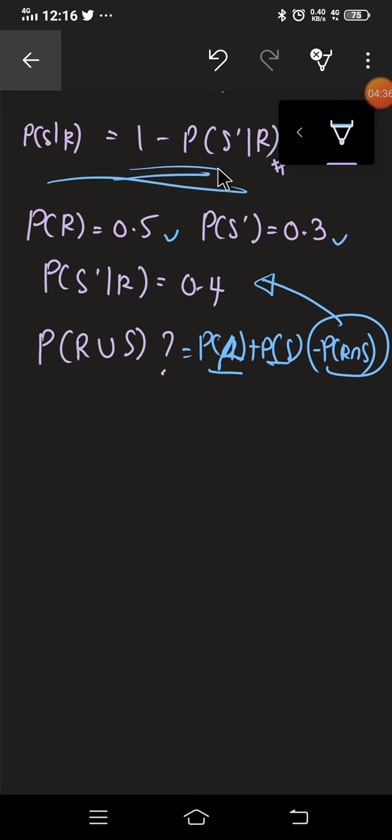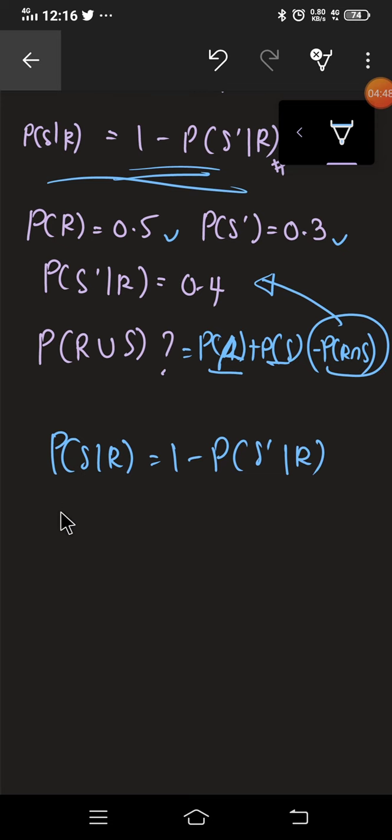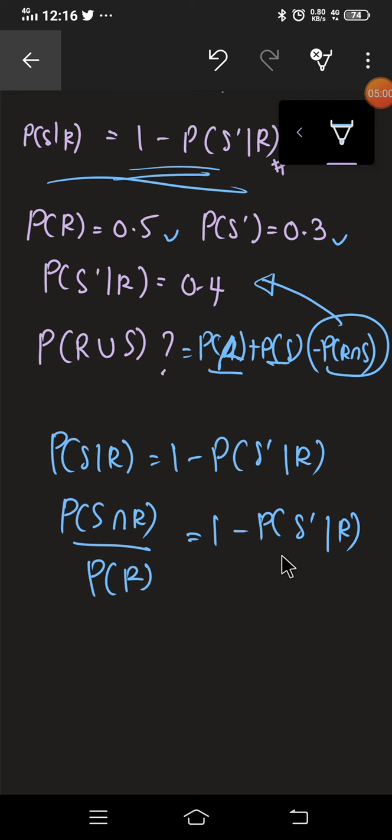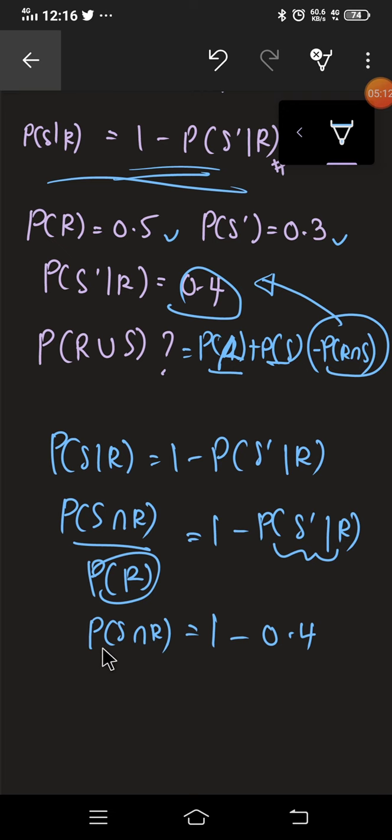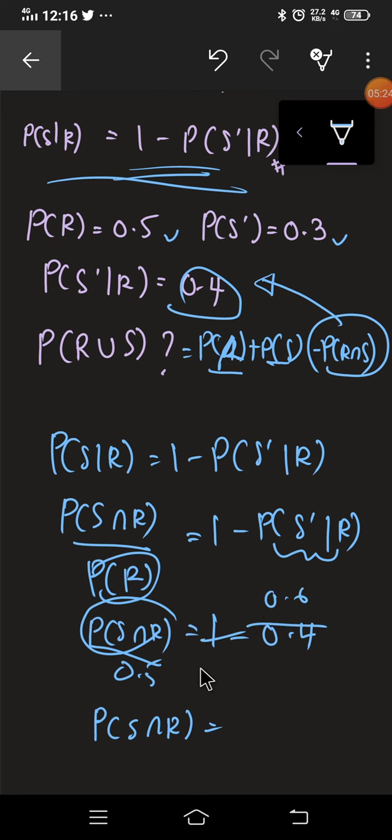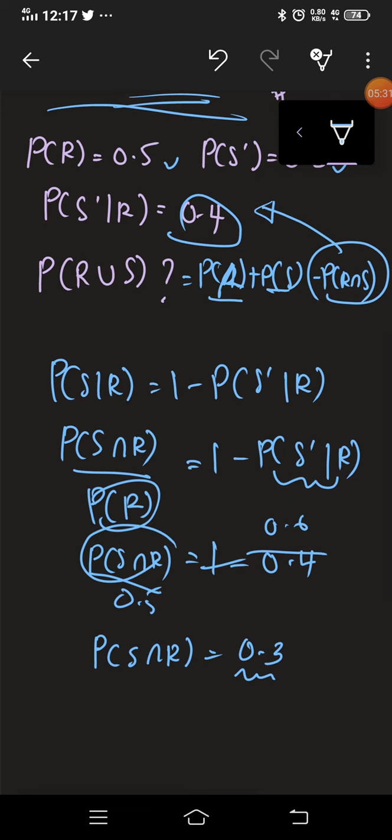So what is the relationship between the intersection and the probability of S prime given R? We know from the equation above that we have shown probability of S given R equal to 1 minus probability of S prime given R. And that probability of S given R is equal to probability of S intersect R divided by probability of R. So what we have is 1 minus S prime given R. This value is given, which is equal to 0.4. And also this probability of R is given, which is equal to 0.5. Now we can find probability of S intersect with R. So S intersect with R is equal to 0.6 multiplied by 0.5, which is 0.3. So we have the intersection probability of S intersect with R equal to 0.3.